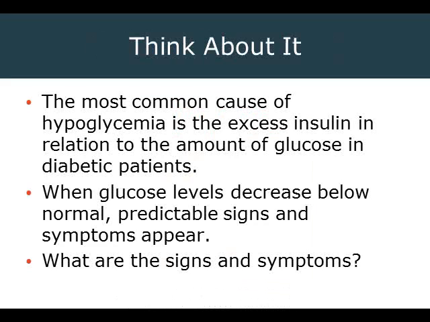So the most common cause of hypoglycemia is excess insulin in relation to the amount of glucose in a diabetic patient. And then when glucose levels drop below normal, we see those fairly predictable signs and symptoms, which is why we put this slide here instead of preceding, I don't know, but you can go back and say, the anxiety, sweating, the tremors, rapid heartbeat, irritability, confusion, anger, weakness, hunger, seizures, staggering, and so on and so forth.